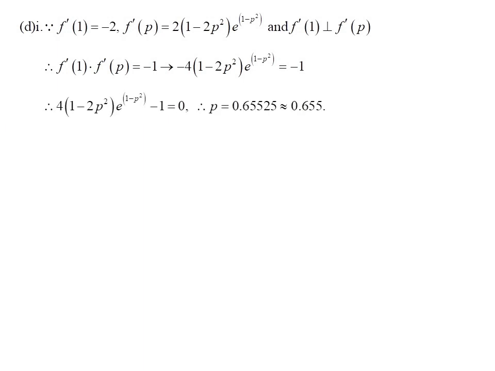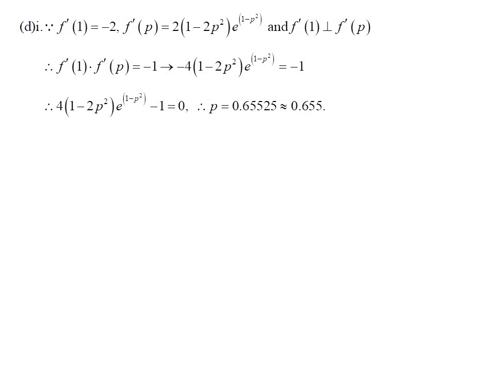Since we already know f prime of 1 equals negative 2, the rule for f prime of p and the rule of f prime of 1. Since f prime of 1 is perpendicular to f prime of p, then in subpart 1 of part D, they have the relation that f prime of 1 multiplies f prime of p equals negative 1. Hence, we have this equation established.